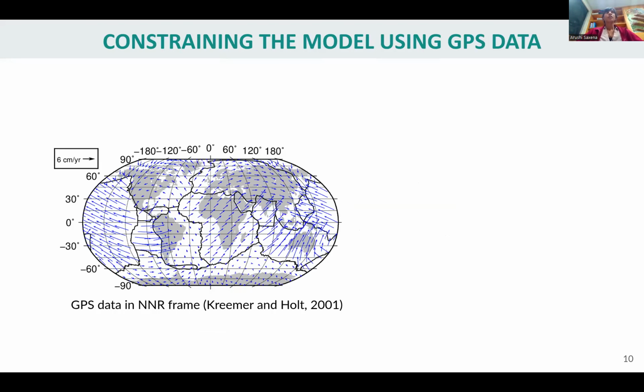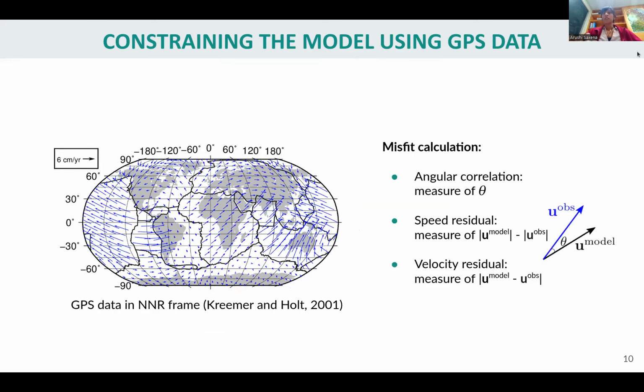So in order to quantify our results, we use the GPS data from a no-net rotation frame, and we compute the residual with respect to the observed GPS. So here the blue vector shows the observed GPS velocity, and the black is the modeled velocity.